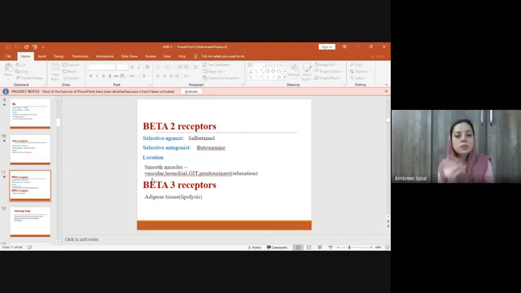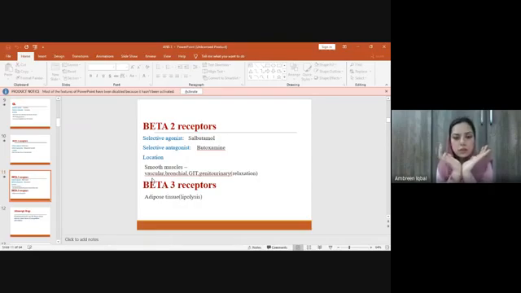Number 4, when you say genitourinary tract, the detrusor muscles where beta 2 receptors are present, what is going to happen is when the receptors promote the relaxation of the bladder, they are going to hold the urine for a longer time.